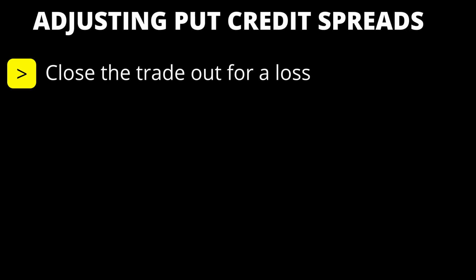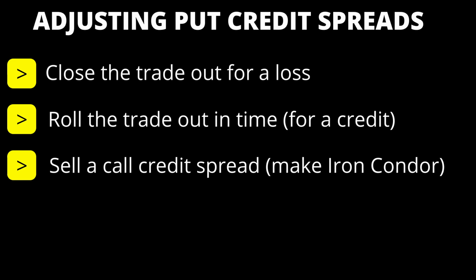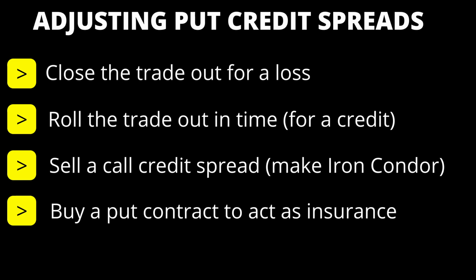And there are a variety of ways to do this, but the simplest are to close the trade out for a loss using the same steps I just showed you, roll the trade out in time, making sure you still receive a credit. This gives the trade more time to move back into your favor. Or you could sell a call credit spread, making this a full-on iron condor, or buy a put contract to act as insurance if you expect the stock to continue dropping.